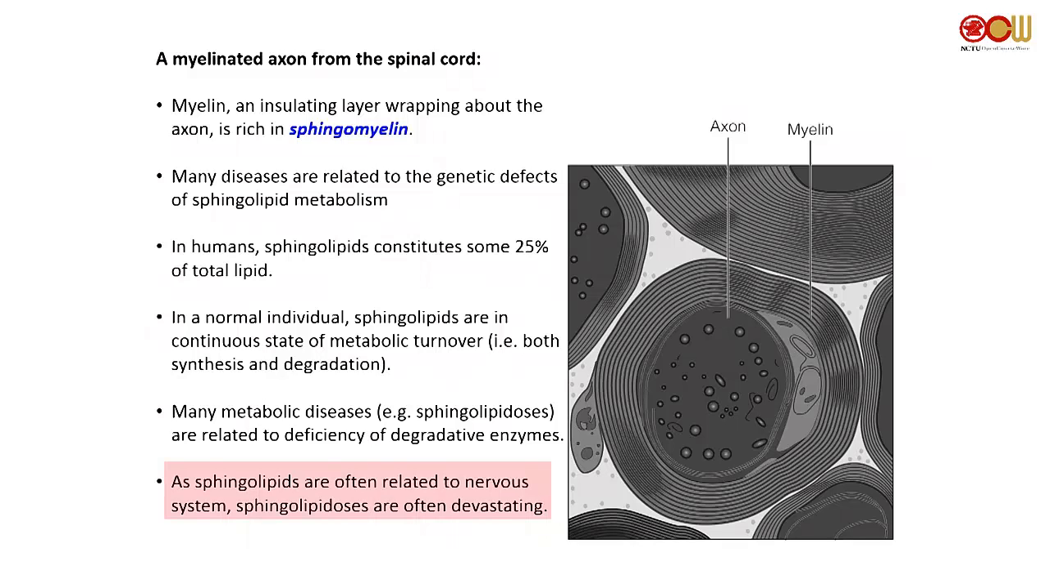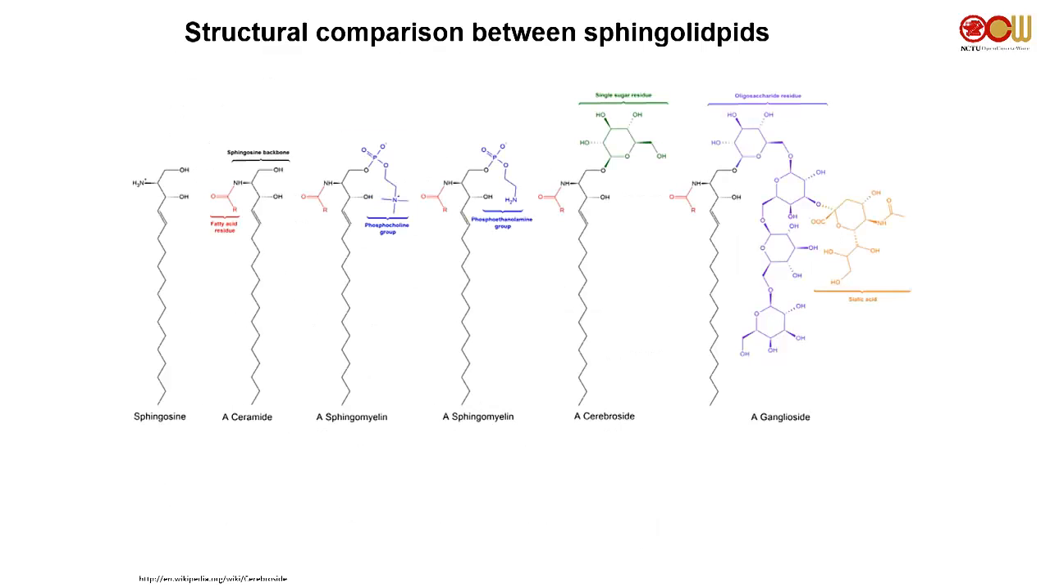As sphingolipids are often related to the nervous system, sphingolipidosis are often very devastating. Devastating meaning it's really bad, because it affects your entire motor, sensory, all types of different functions in your body related to the nervous system. So quite a lot. All right, a brief reminder of what sphingolipids look like.